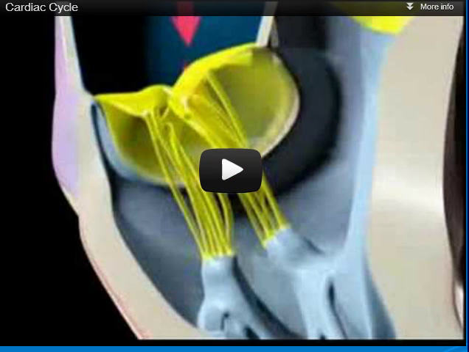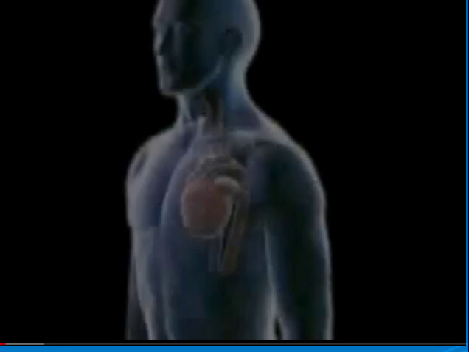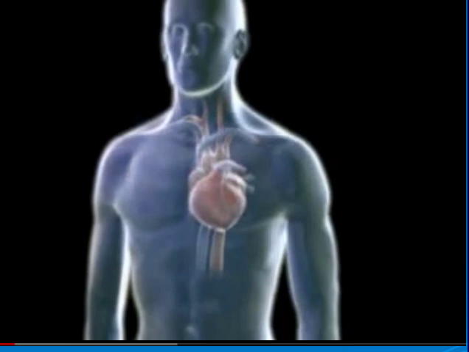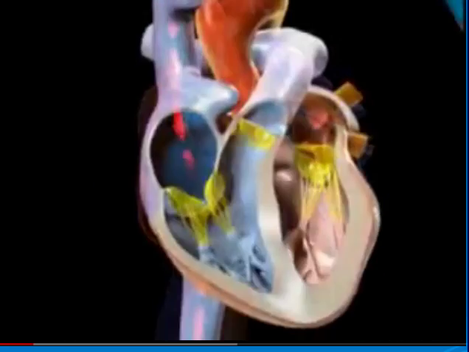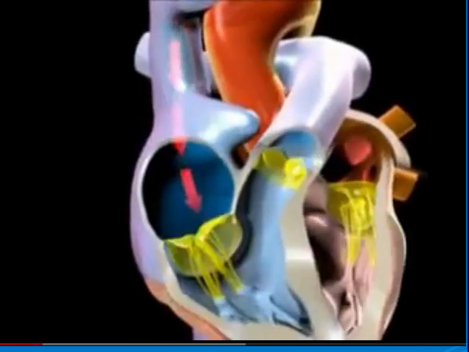I'm going to begin by showing you this cardiac cycle. The heart is a pump which must circulate blood through two different but interconnected vascular systems. The smaller of these systems is the pulmonary system.